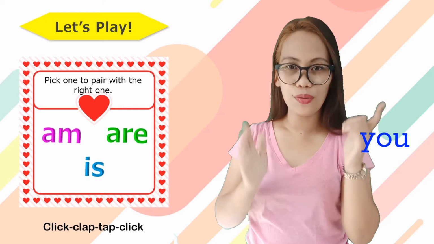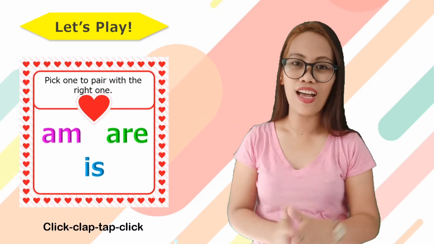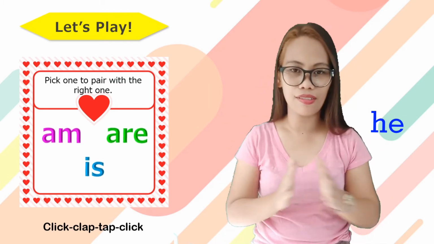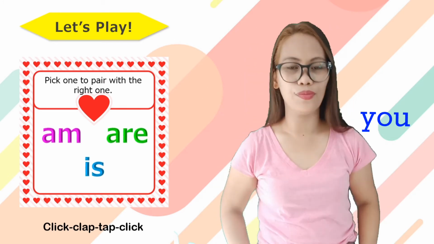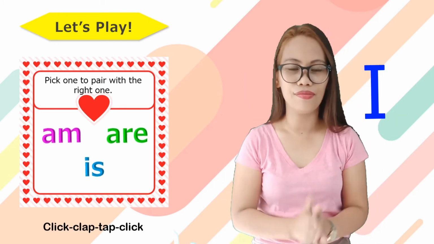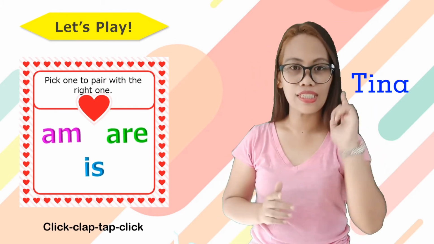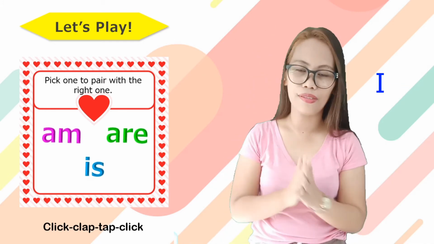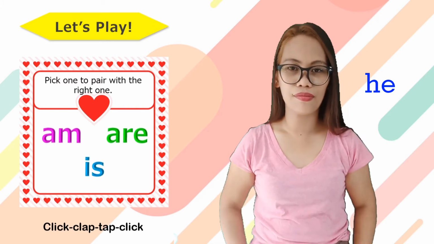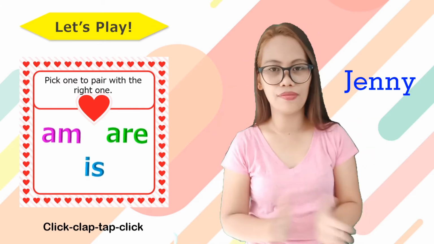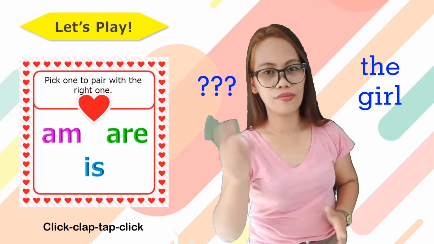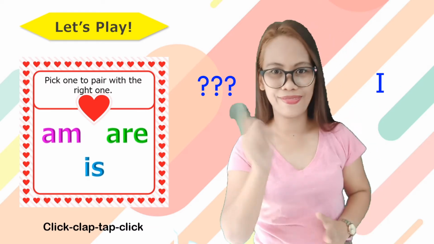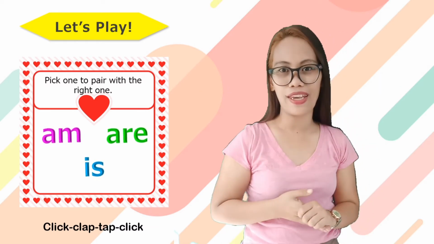Let's try this one. You, she, they, he, you, I. Let's do it again. Tina, they, I, he, Jenny, the girl, you, I. There you go. I hope you have enjoyed our little play.